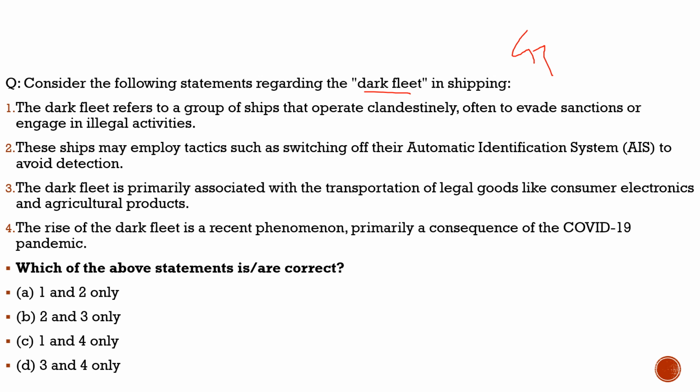The first statement, the dark fleet refers to a group of ships that operate clandestinely, which means secretly, often to evade sanctions or engage in illegal activities. 100% correct. This is exactly what the dark fleet is. These ships may employ tactics such as switching off their automatic identification system to avoid detection. 100% correct. This is the technique they use. Third, the dark fleet is primarily associated with the transportation of legal goods like consumer electronics and agricultural products. Totally incorrect. Fourth, the rise of the dark fleet is a recent phenomenon primarily a consequence of the COVID-19 pandemic. Totally incorrect. So the correct statements are statement 1 and statement 2 only, and from the code given below, the correct code would be option A.